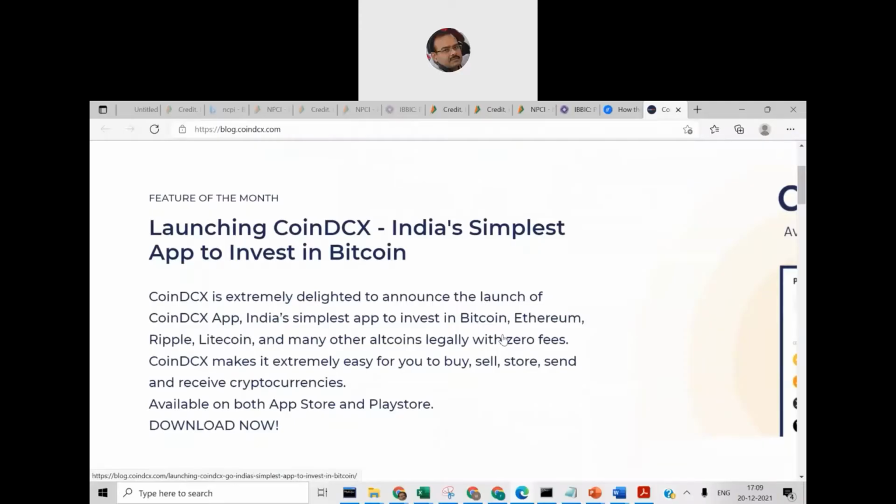Just like we have INR, the US dollar, the Canadian dollar, the pound, the Australian dollar, the Singapore dollar, and the ringgit, which is the currency of Malaysia, many countries around the world have their own currencies. In the same way, companies in the virtual world, in the logical entity, have launched their own cryptocurrencies with these names: Bitcoin, Ethereum, Ripple, Litecoin, and many other altcoins, almost with zero processing fees, because they want to carry out transactions on the web, all in a digital world, not in the physical world.